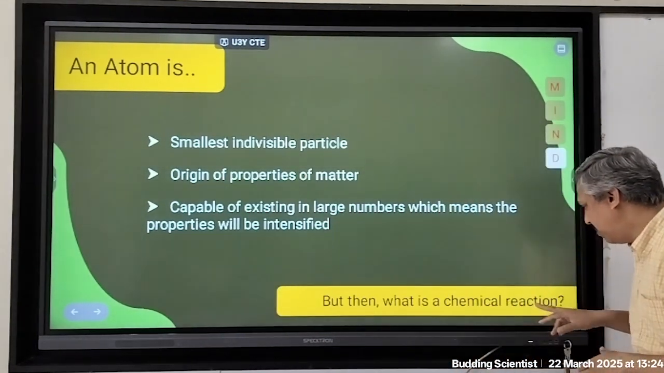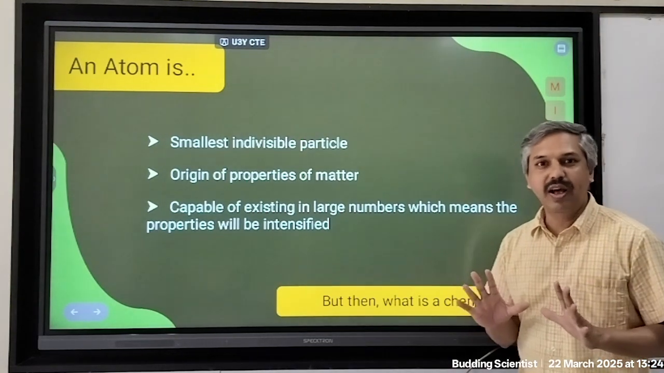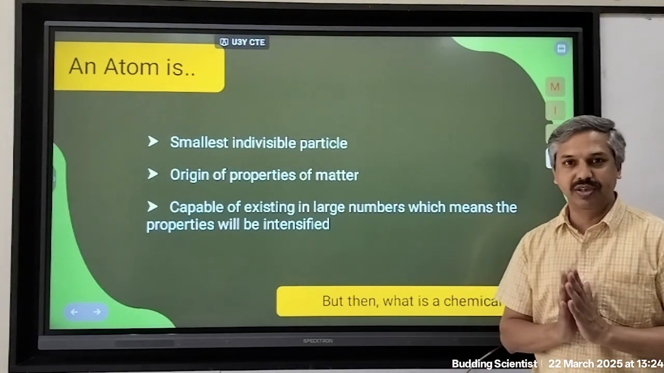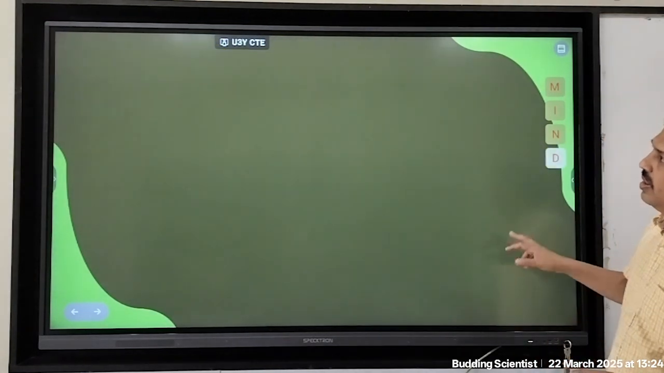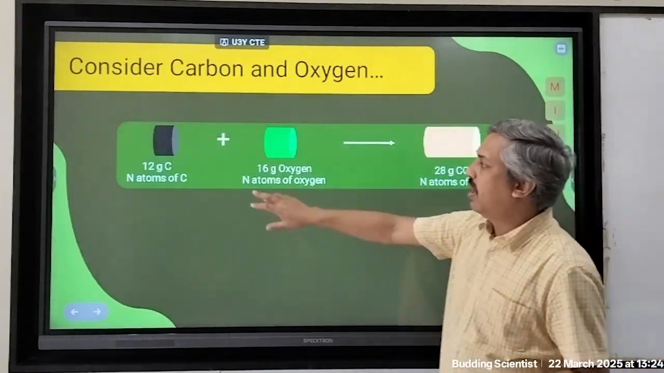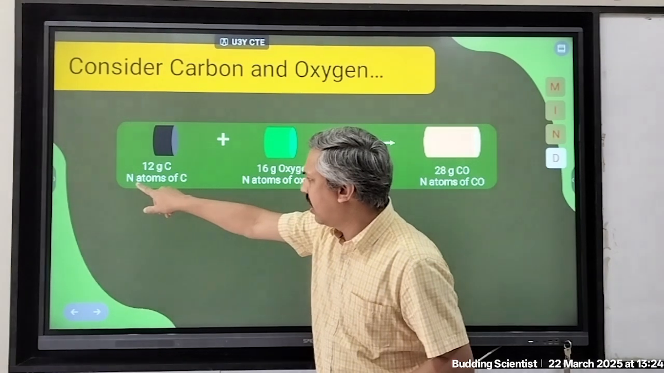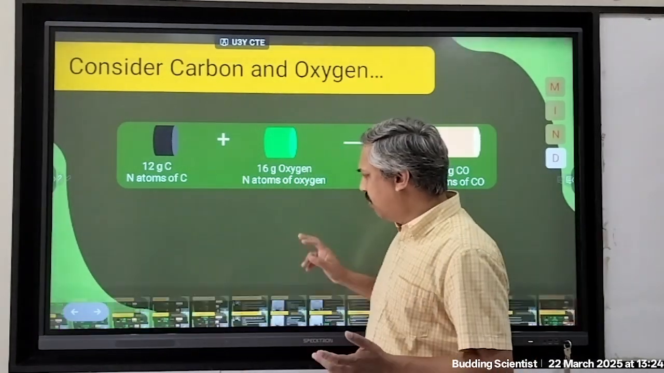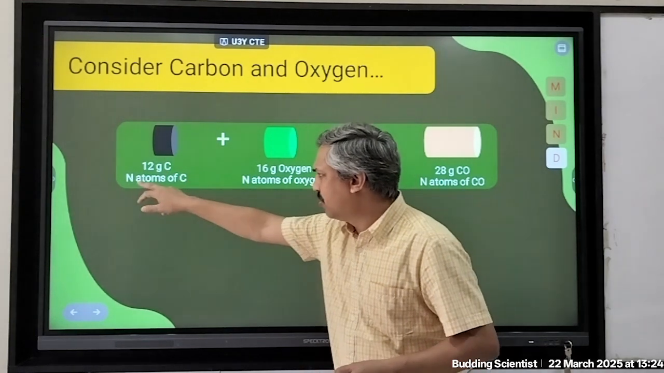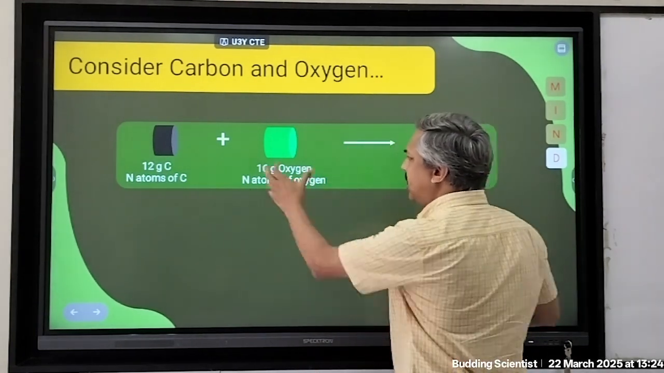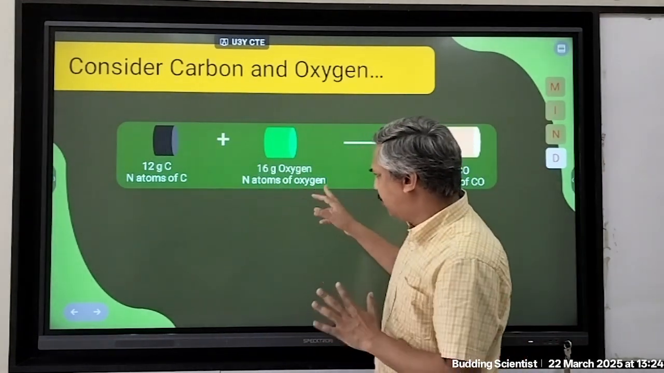But then what is a chemical reaction? Dalton was left with just this one question: what is a chemical reaction? So he said, okay, we'll take 12 grams of carbon, maybe there are n atoms of carbon, because Dalton was now seeing there are atoms. 16 grams of oxygen, maybe there are n atoms of oxygen.